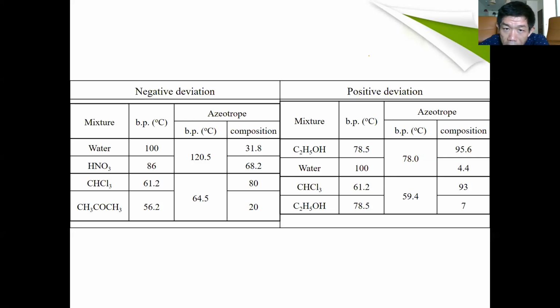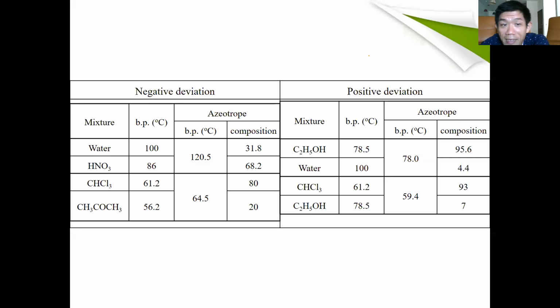As for positive deviation, okay, so you have ethanol, boiling point 78.5, whereas the water boiling point is 100. So the azeotropic mixture has a lower boiling point than expected, which is 78 degrees Celsius, and the composition of ethanol 95.6%, whereas composition of water is 4.4%. Another example is between chloroform and also ethanol, where you can see that boiling point of chloroform and ethanol are 61.2 and 78.5 respectively. Their azeotropic mixture boils at 59.4 and a composition of 93% of chloroform and 7% of ethanol.